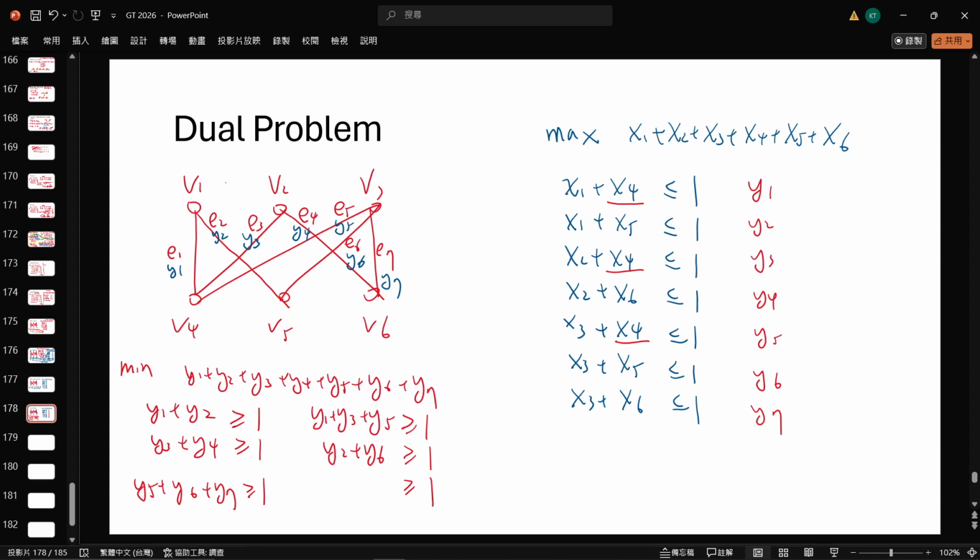So let's check. x5 appears in the second and sixth constraints. And the last one, x6, gives y4 plus y7. So this is the dual problem.